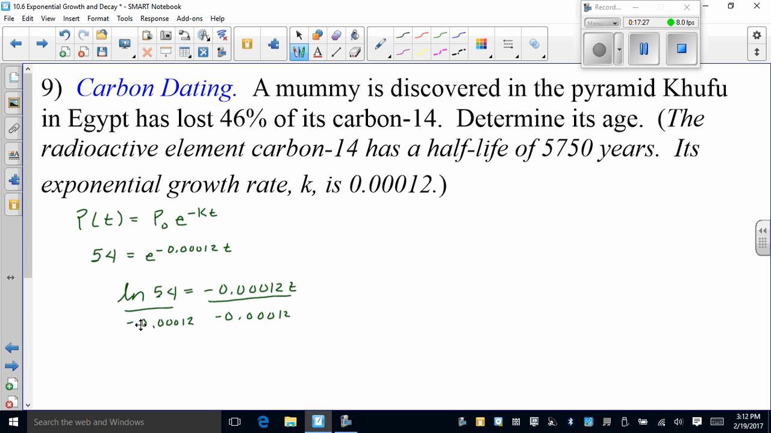Sorry, I forgot my decimal here. It's 54%, but remember you can't write it in percent, so you have to put the decimal in there. Don't forget that. I was looking at this going, oh, I forgot something. So t equals, and I throw this into the calculator, and I'm going to get 5134.8 years. So the mummy is 5,135 years old. Okay. There you guys have it.